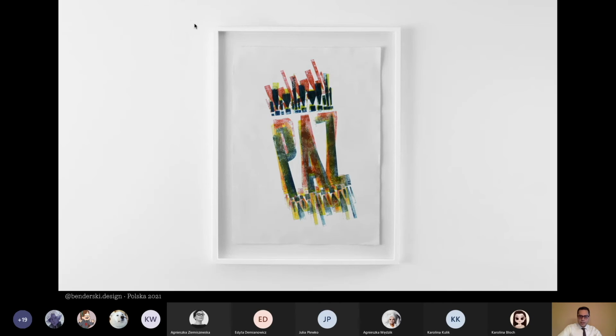PAZ is the word for peace in Spanish. This is surrounded by exclamation marks, and it has to shout. Something that shouts, something that vibrates. So we have to communicate that feeling with typefaces. So that's what's going on here.